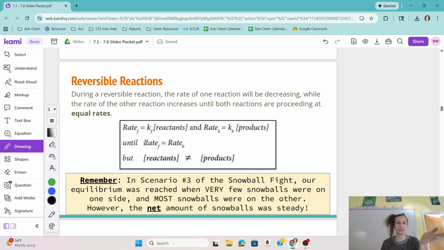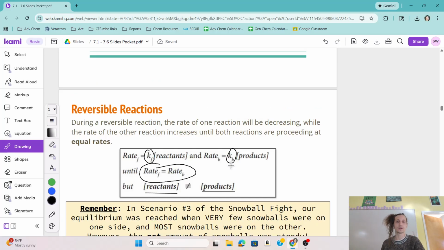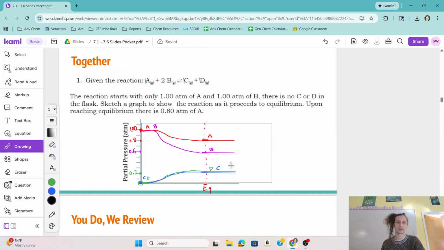And eventually, equilibrium is reached when those two are equal. So the rate of the forwards will equal the rate of the backwards. But it is important to note that the constant for these might be very different. So just because the rates are the same does not mean that the actual concentrations of these are the same. And hopefully you see that from the previous graph, right?